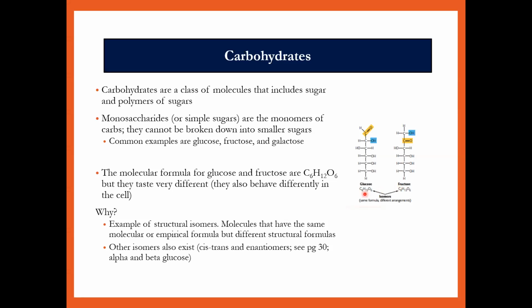So here I have shown the molecular formula for glucose and fructose, which is C6H12O6. It is identical for both glucose and fructose. However, as you can see, the structural arrangement is different, and that is highlighted here by the yellow and the blue. This would be an example of structural isomers. These molecules have the same molecular formula, but different structural formulas. We will also come across a different example of an isomer, the alpha and beta glucose molecules, and we will discuss this a little bit later, but it's also on page 30 of your lab manual.